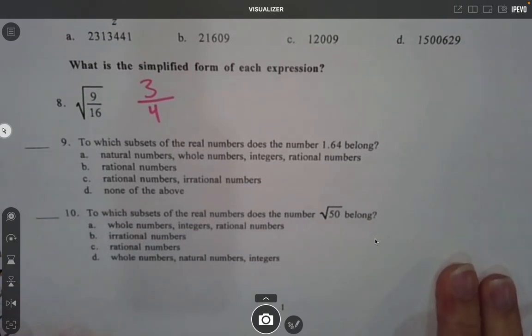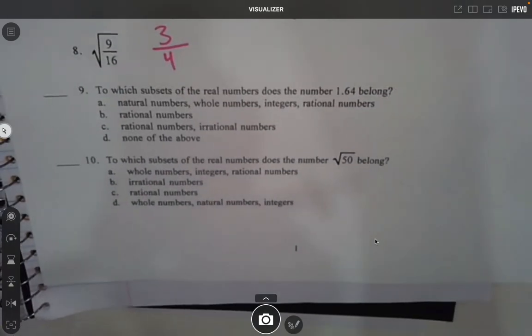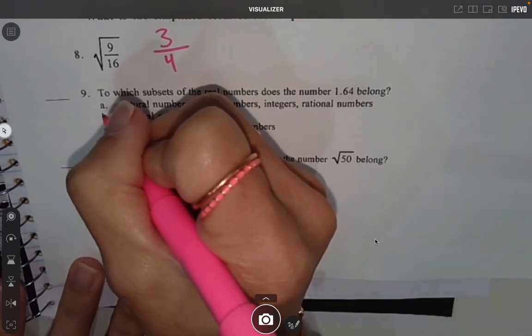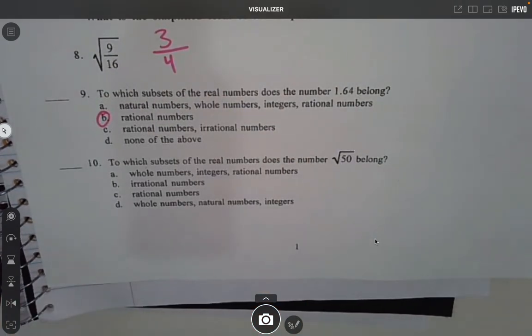Okay. Number 9 and 10. They're going to be very similar on the quiz tomorrow. And that's not going to be on the board. I'll have that erased. So you'll just have to know your real numbers. What kind of number is 1.64? It ends. So what kind of number? Rational number? It is rational. And that's all it's going to be because it's a decimal. We can't go any further. It's nothing else. It's just rational. Okay?